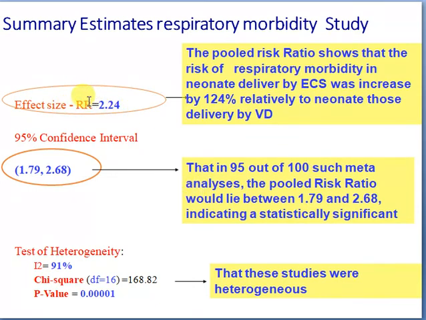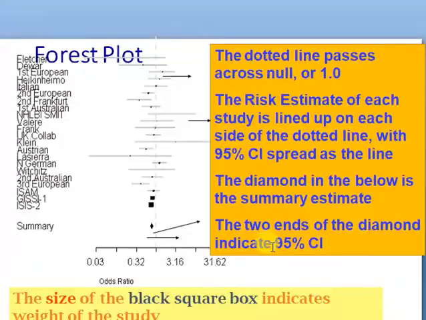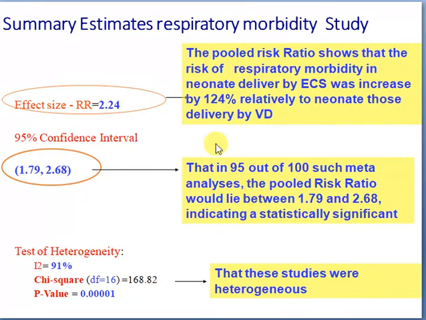It is presented as relative risk. The 95% confidence interval is 1.79 to 2.68. That means in 95 out of 100 such meta-analyses, the pooled risk ratio would lie between 1.79 and 2.68, indicating statistically it is significant because 2.24 is found between these two limits. 1.79 is less than 2.24, and 2.24 is less than 2.68. So this indicates that it is significantly associated.